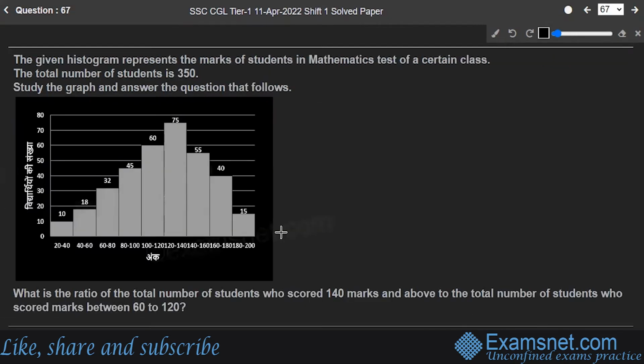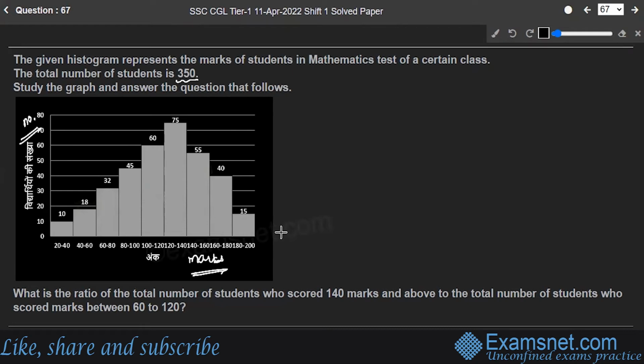This question is having a histogram. The given histogram represents the marks of students in a mathematics test of a certain class. The total number of students is 350. You have to study and answer the question that follows. So just look at the graph. Here are the marks given for the graph, and here is the number of students.